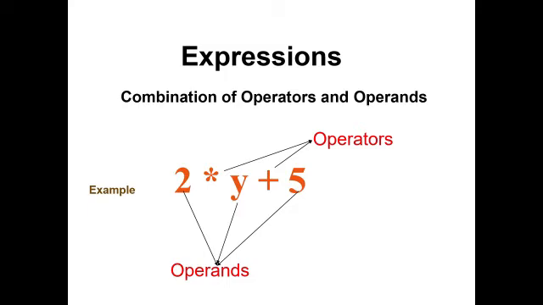As we can see in the picture, there exists an expression: 2 multiply by y plus 5. So we have operands and operators. That means 2 will be considered as an operand, and the star and plus are operators. When we combine these operands and operators, it becomes an expression.